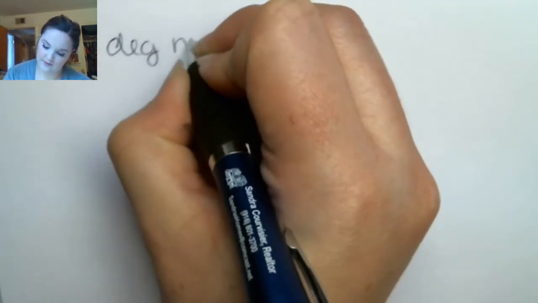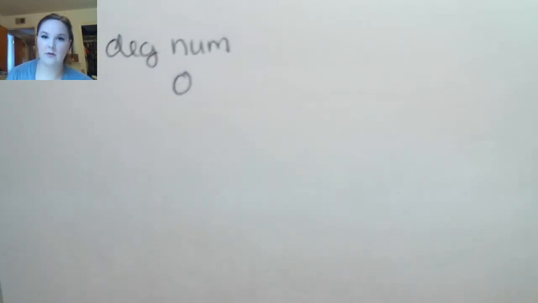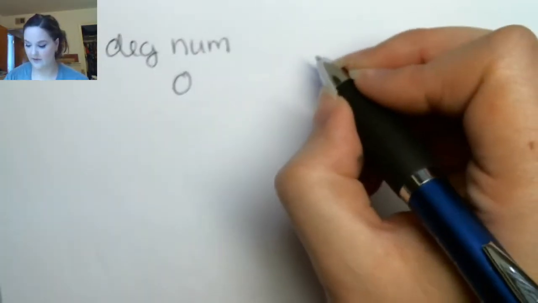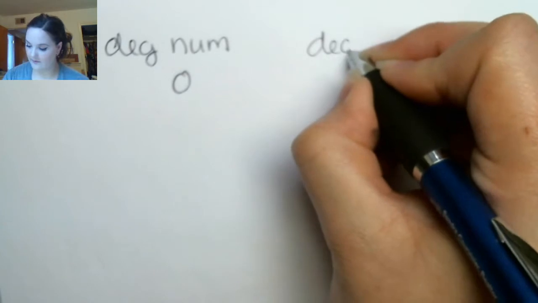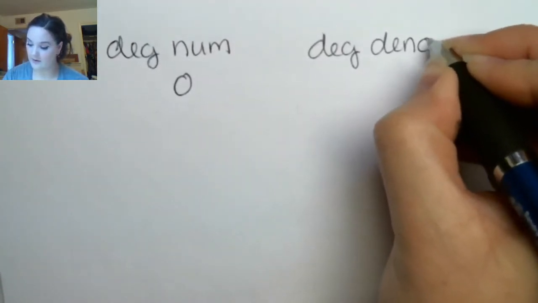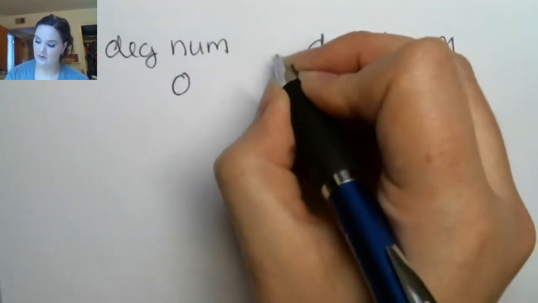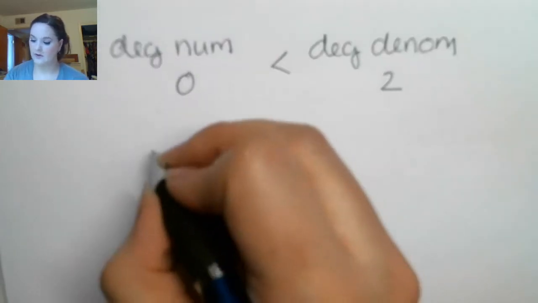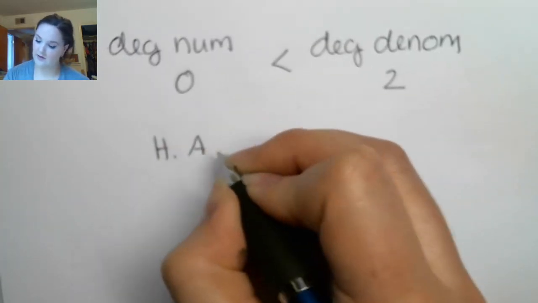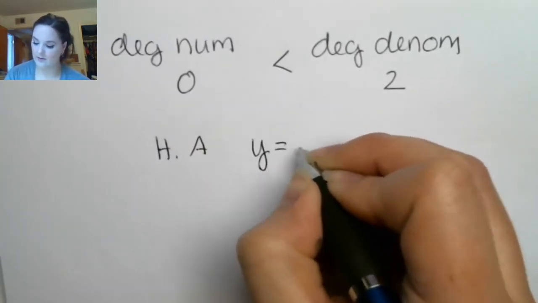All right, and then we're going to look for any horizontal or slant asymptotes. So the degree of the numerator is 0, right? There's no variables at all. The degree of the denominator is 2. This is larger. So there's a horizontal asymptote at y equals 0.